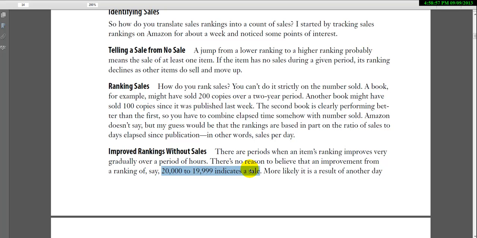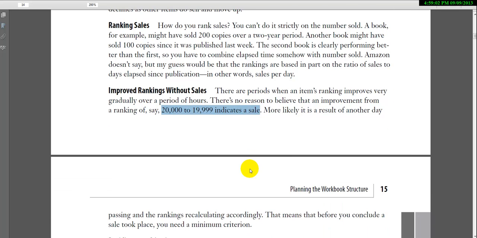More likely, it is a result of another day passing and the rankings recalculating accordingly. So if you went from here to here, he says that even though your ranking improved, it doesn't necessarily mean there was a sale. It could be that just the day increased and other books did worse or something like that, and so it doesn't really mean that you had a sale.